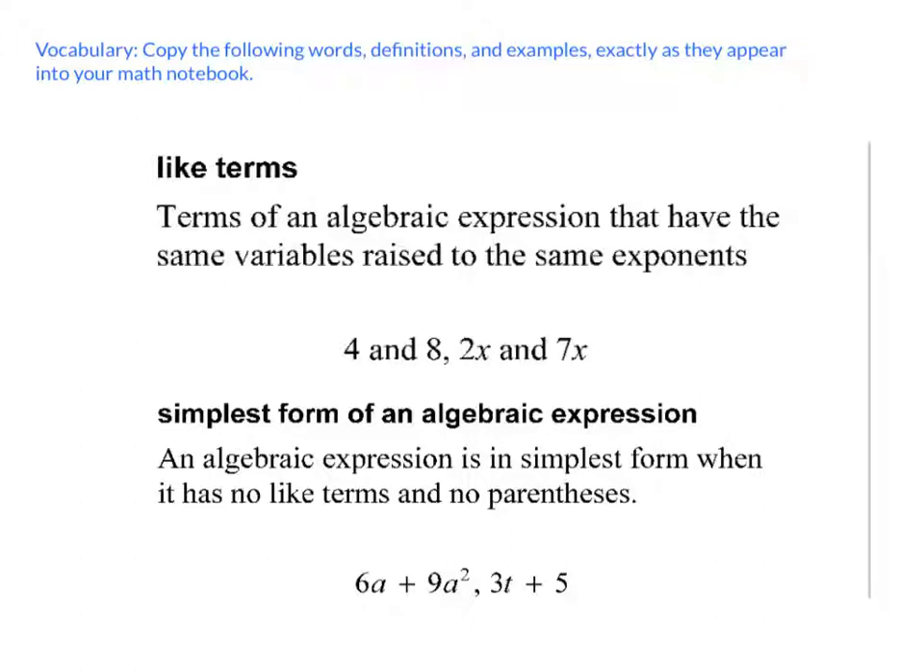Like terms: terms of an algebraic expression that have the same variables raised to the same exponents. 4 and 8 are like terms, 2x and 7x are like terms. The simplest form of an algebraic expression: an algebraic expression is in simplest form when it has no like terms and no parentheses. 6a plus 9a squared is in simplest form, and 3t plus 5 is in simplest form.